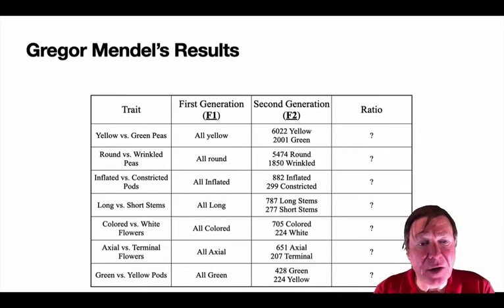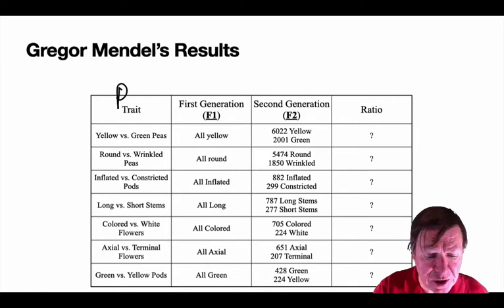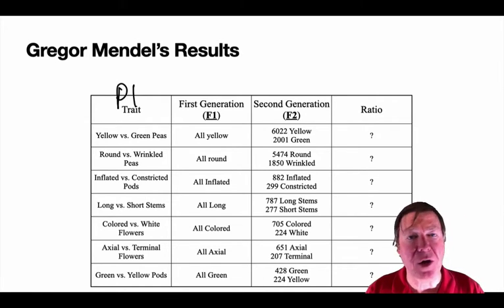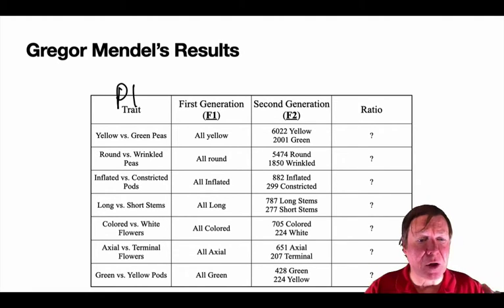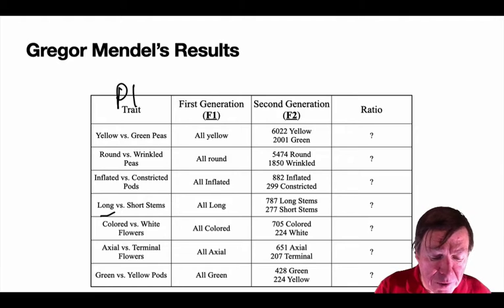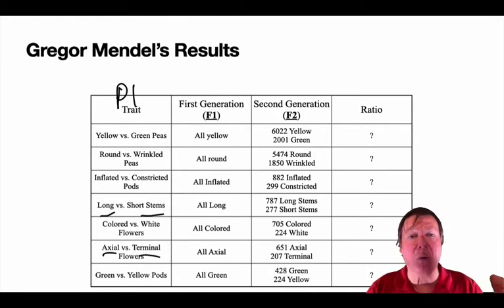Again, looking at the table, you can see the first generation. He crossed every one of these that were pure. The P1 generation here, the parent generation. There is no P2. Don't ask me why they call it P1. There is no P2. But the P1 generation were pure. So it's pure long stem, pure short stem, pure axial, pure terminal. There was no crossing.